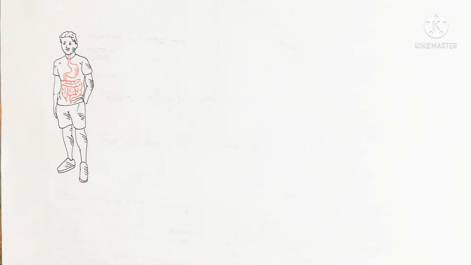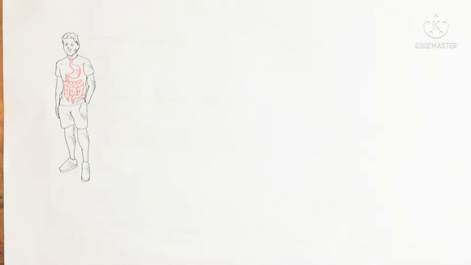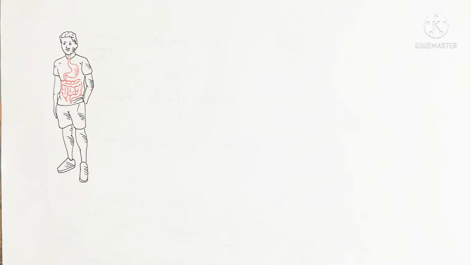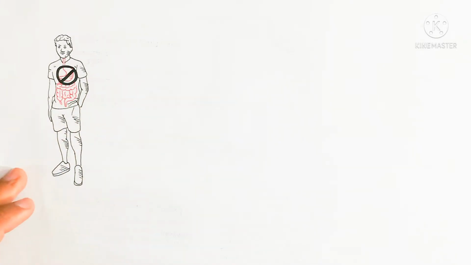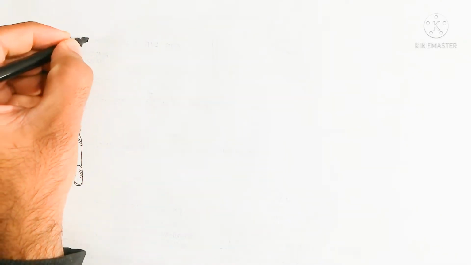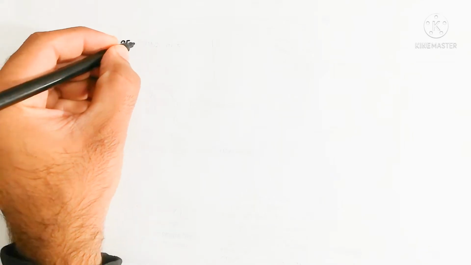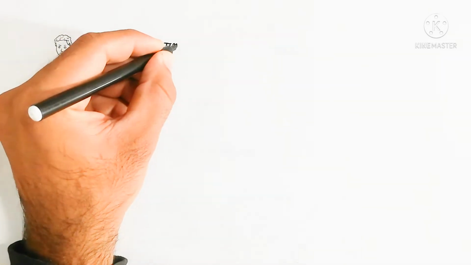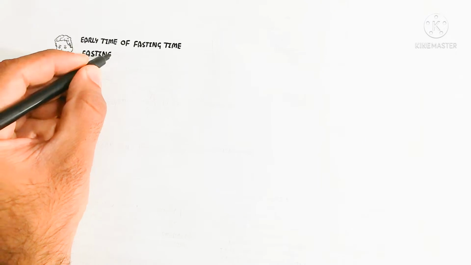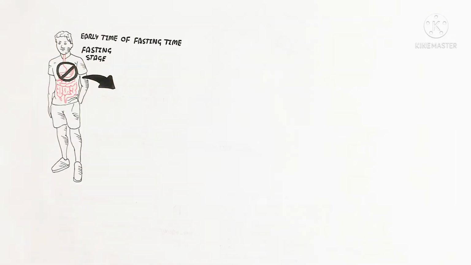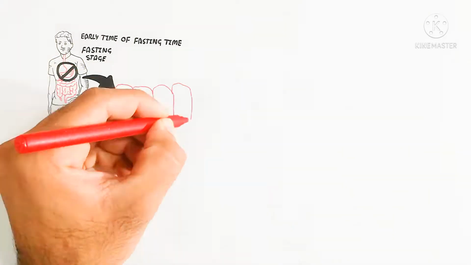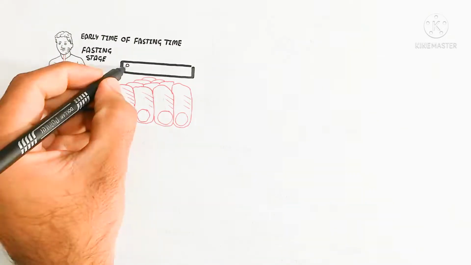We will discuss the fasted state. In the early time of fasting, ketosis basically does not occur. The fasting state will produce glucose through gluconeogenesis because in the early time of fasting, too much ketone is not produced. So the ketone will not be produced, which means the primary requirement is glucose.